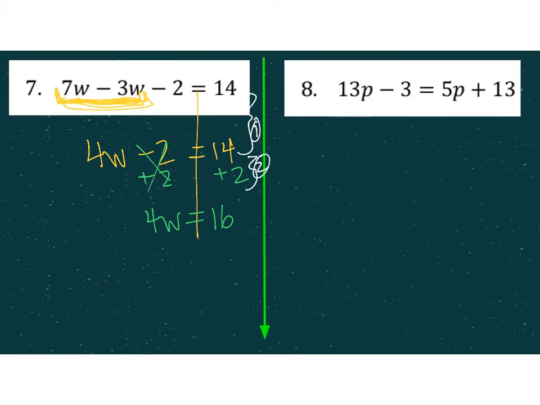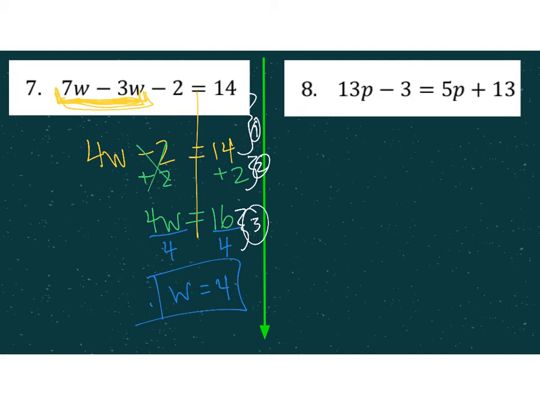And then the last thing that I need to do is divide by the 4. If I divide both sides by the 4, I end up with w is equal to 16 divided by 4, which is 4. That was my step 3. So this was a 3-step equation here. 3 steps that I had to take care of in order to get that w by itself.